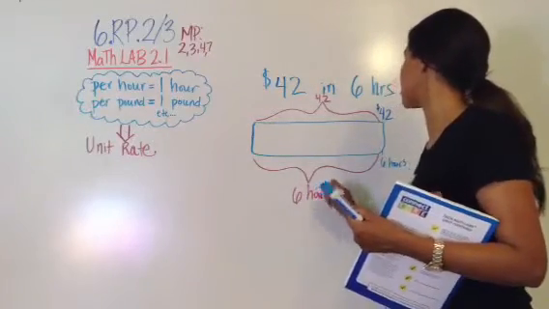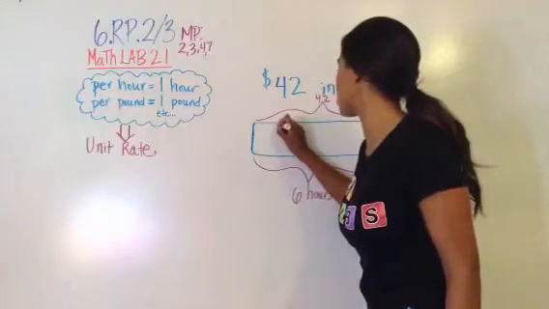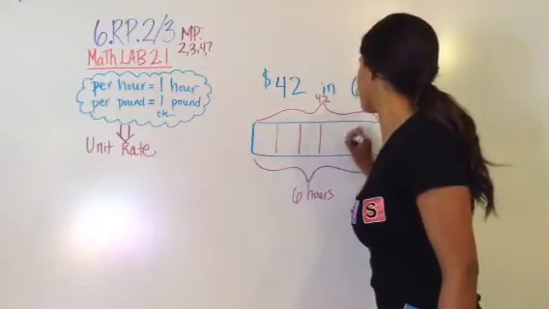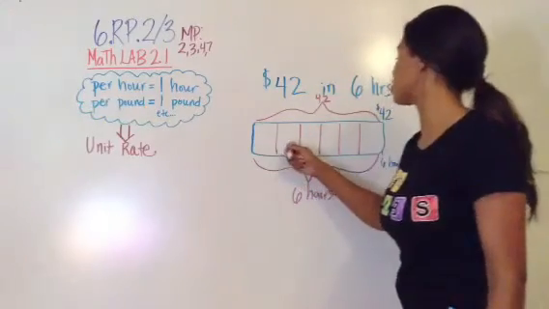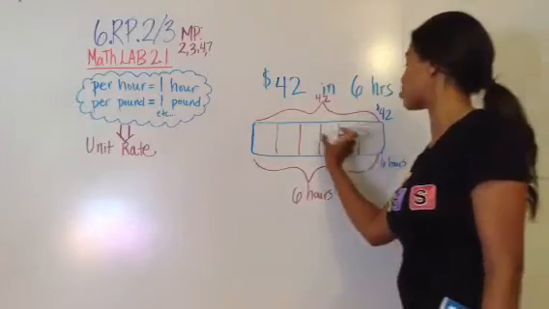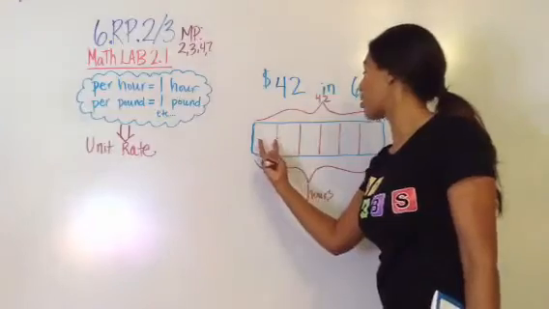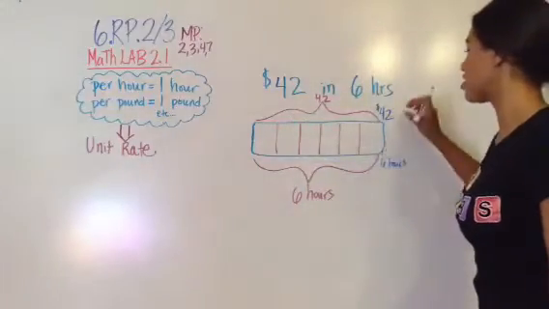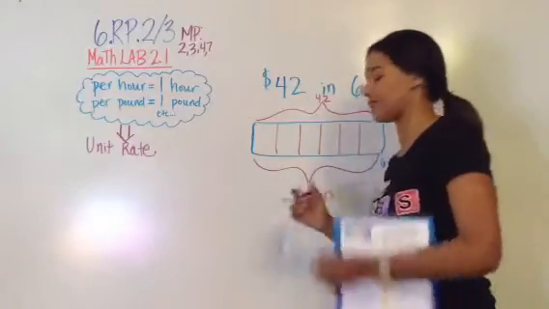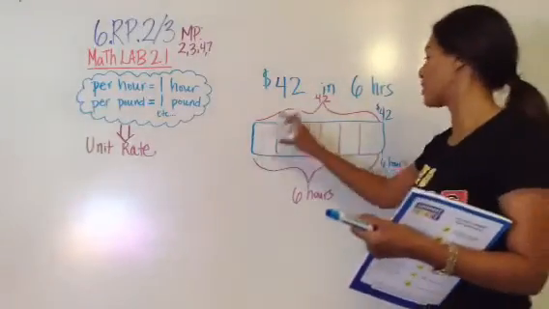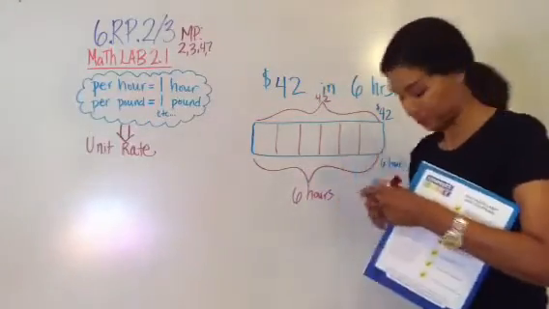So what we have to do is divide this into 6 units, okay? So we have 1, 2, 3, 4, 5 bars here to make 6 units. 1, 2, 3, 4, 5, 6 units. Our job is to figure out the unit rate. So what is it in 1 hour? We know that altogether 6 hours is $42. And so you might have strategies as to figure out what it is for each unit. So go ahead and do that now.